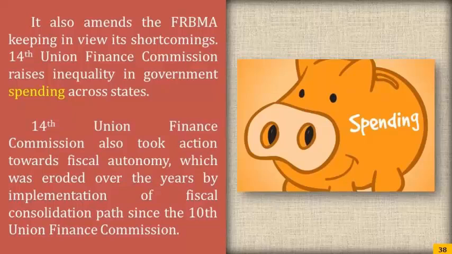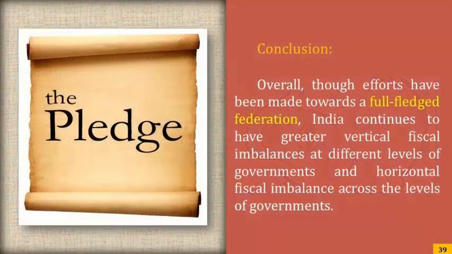The 14th Union Finance Commission raises inequality in government spending across states. It also took action towards fiscal autonomy, which was eroded over the years by implementation of the fiscal consolidation path since the 10th Union Finance Commission. We conclude by saying that overall, though efforts have been made towards a full-fledged federation, India continues to have greater vertical fiscal imbalances at different levels of governments and horizontal fiscal imbalance across the levels of governments.